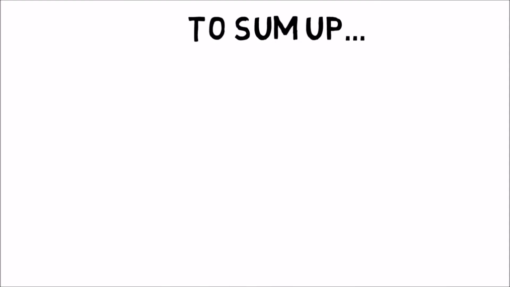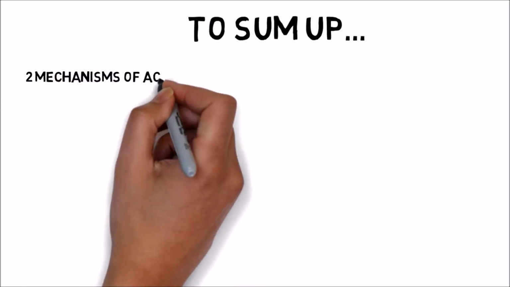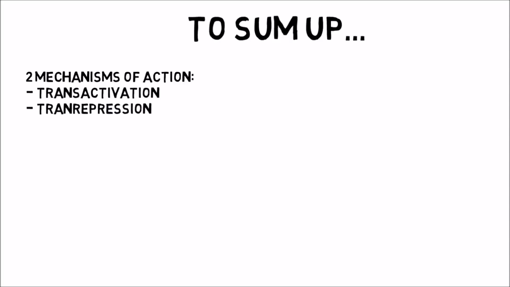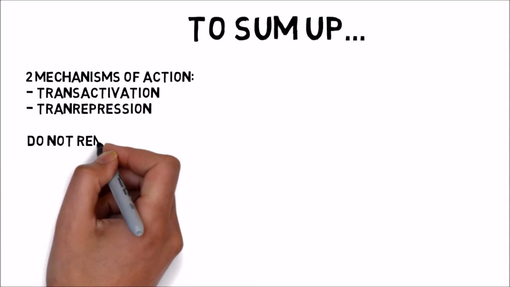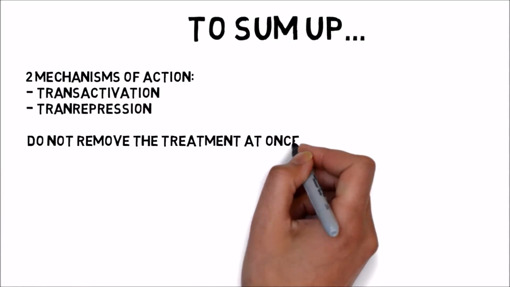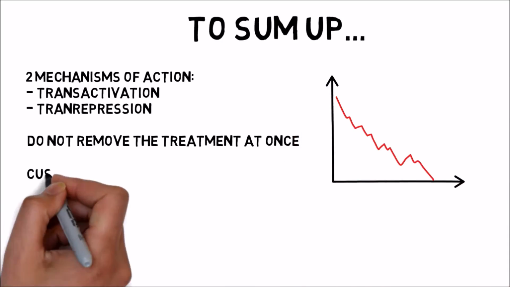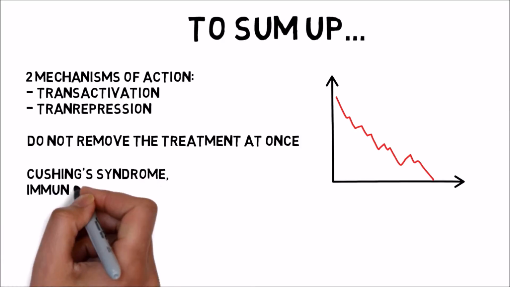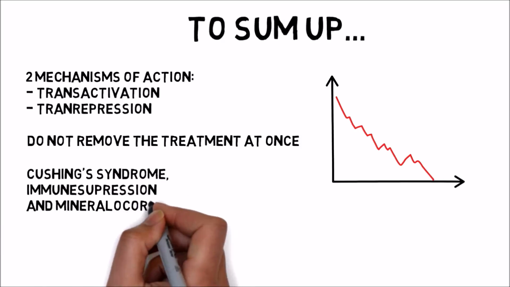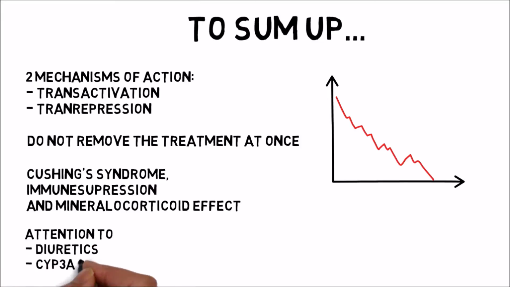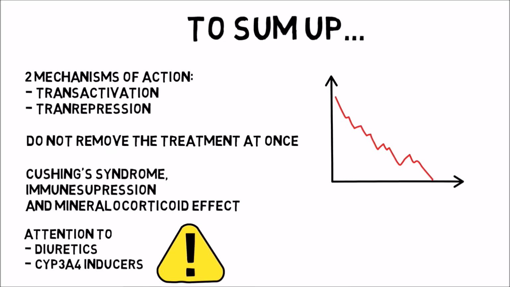To sum up, the glucocorticoids act by increasing the anti-inflammatory factors and decreasing the pro-inflammatory factors. The drug cannot be removed at once and it should be done gradually, reducing the dose and spacing days. The main side effects are related to Cushing syndrome, immune suppression, and the mineralocorticoid effect. So, attention when prescribing diuretics or CYP3A4 inducers during treatment with glucocorticoids, okay?